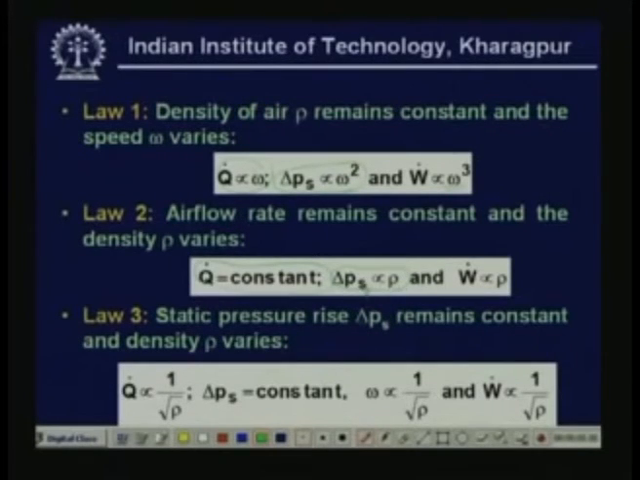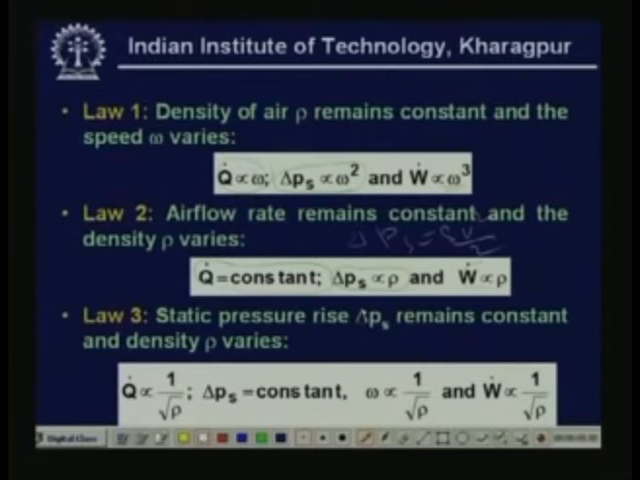If density becomes half, static pressure rise becomes half, okay. And the power input also varies directly with density. This relation comes from the expression, for example, delta Ps is equal to rho V square by 2. We are keeping Q dot constant, that means we are keeping the velocity constant. If you keep the velocity constant, static pressure rise is directly proportional to density. Similarly, the power input is also directly proportional to density.